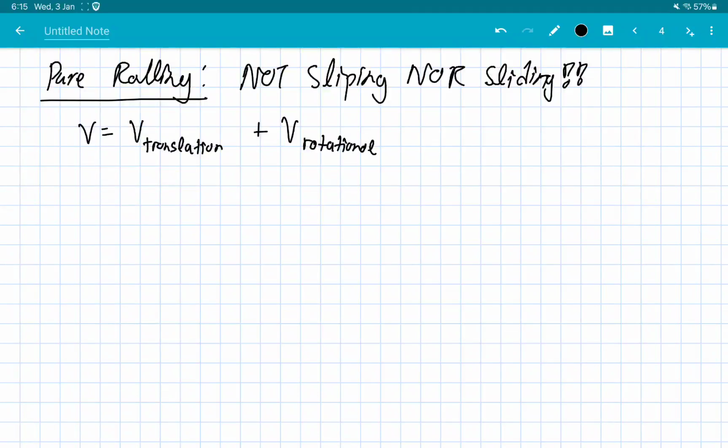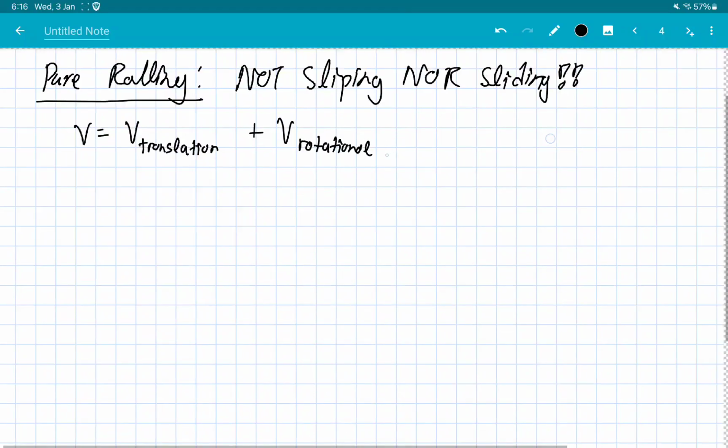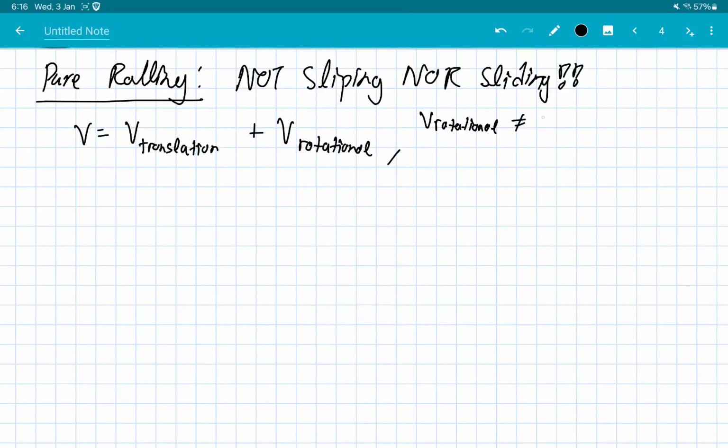One of the key things to remember is that your rotational velocity is not equal to your angular velocity, but instead is equal to your tangential velocity. In this case, I'm going to use Vt.